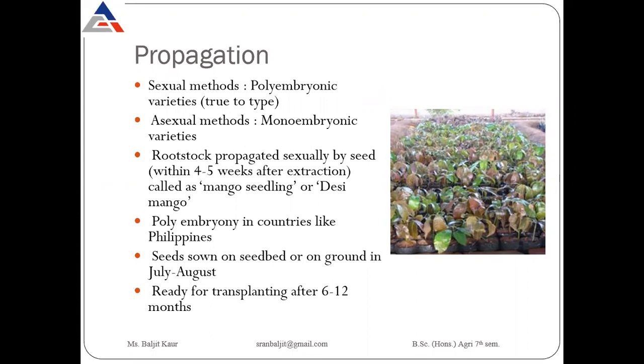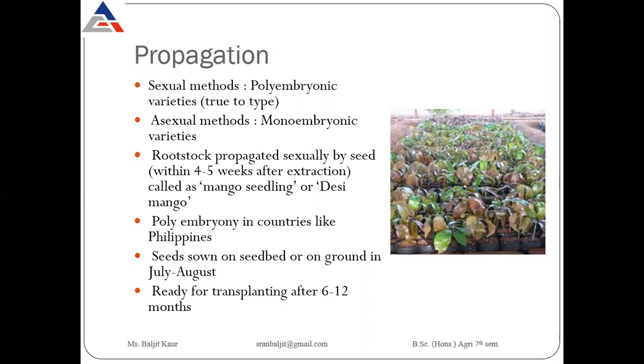And monoembryonic varieties are those in which the fertilized egg has only one embryo, right? These are not true to type, so these varieties need to be propagated asexually, right? Polyembryonic varieties are mostly found in some countries like the Philippines, and there seed propagation is followed. If we talk about the Indian varieties, most of them are monoembryonic in nature, and these are propagated asexually by grafting. Mostly the mango is propagated through grafting.